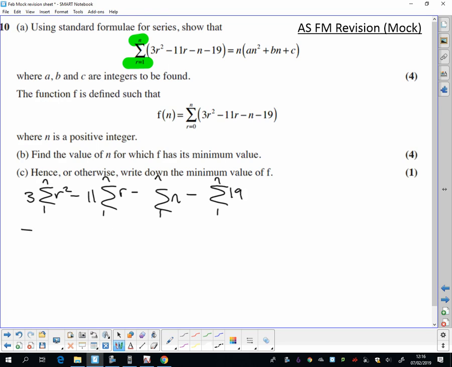And then I'm going to change these into their formulae. Now the r squared is in the formula book, if you don't remember it. The sum of r is not in the formula book, you have to remember this, so that's a half n plus 1.